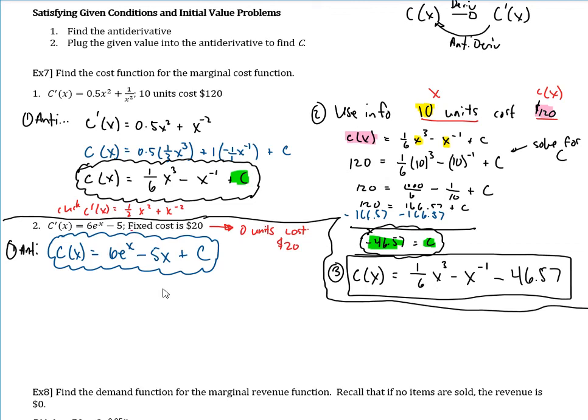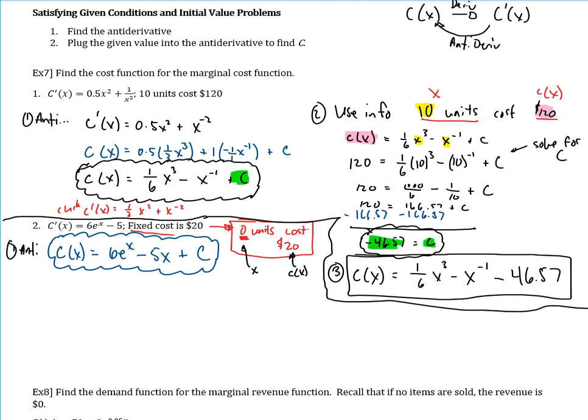Okay, so when you see fixed cost, that's what this means. So the main thing is 0 units cost that amount. Which means that is our x in this problem. So x is 0, and then this is the whole cost function.